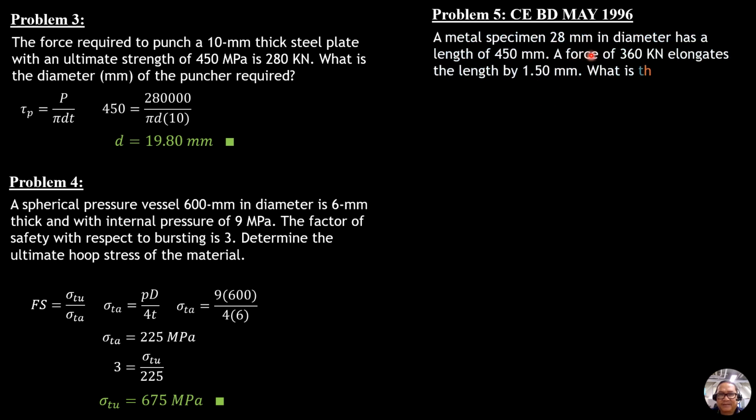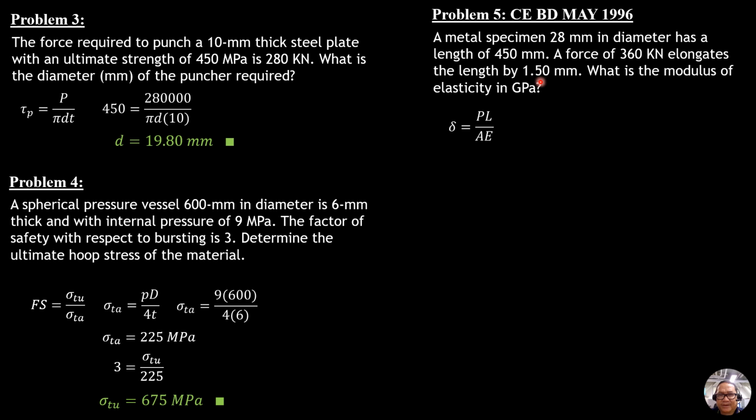Problem 5 occurred in May 1996. A metal specimen, 28 mm in diameter, has a length of 450 mm. A force of 360 kilonewtons elongates the length by 1.5 mm. What is the modulus of elasticity in gigapascals? So from stress proportional to strain, we compute the stress, and the strain is deflection over original length, or deflection equals PL over AE, which is also stress times length over E. So I just use this formula.